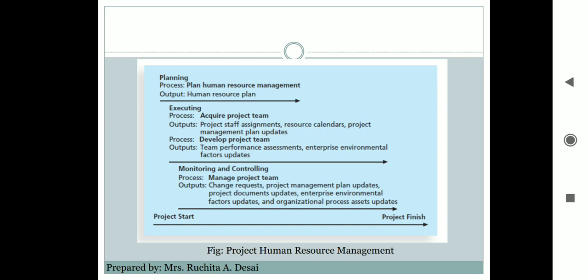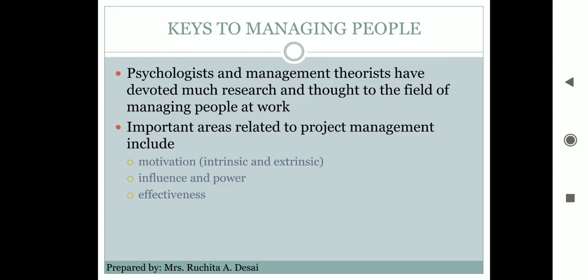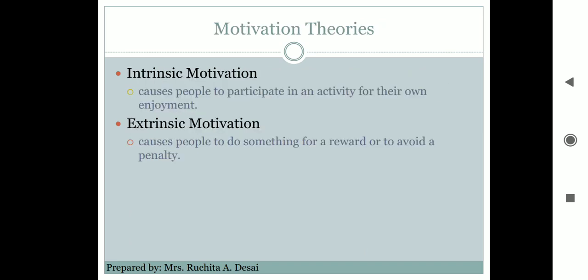This diagram shows the process of human resource management. Before starting the processes, let's discuss the keys to managing the people. What are the major factors included in managing the people? The motivation, the influence and power and effectiveness. The first factor is motivation. Motivation theory says that there are two types of motivation: intrinsic motivation and extrinsic motivation.